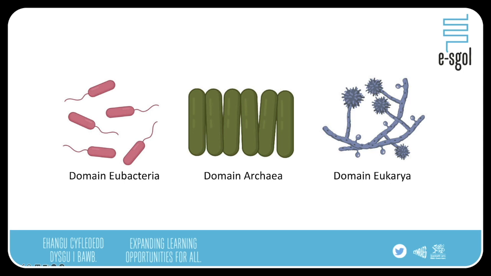Let's now look at how the three-domain system of classification was developed and the tentative nature of classification. The three-domain classification system was developed in the 1970s after scientists studied ribosomal RNA. Their findings suggested that there should be three domains. A domain is a larger taxon than a kingdom.